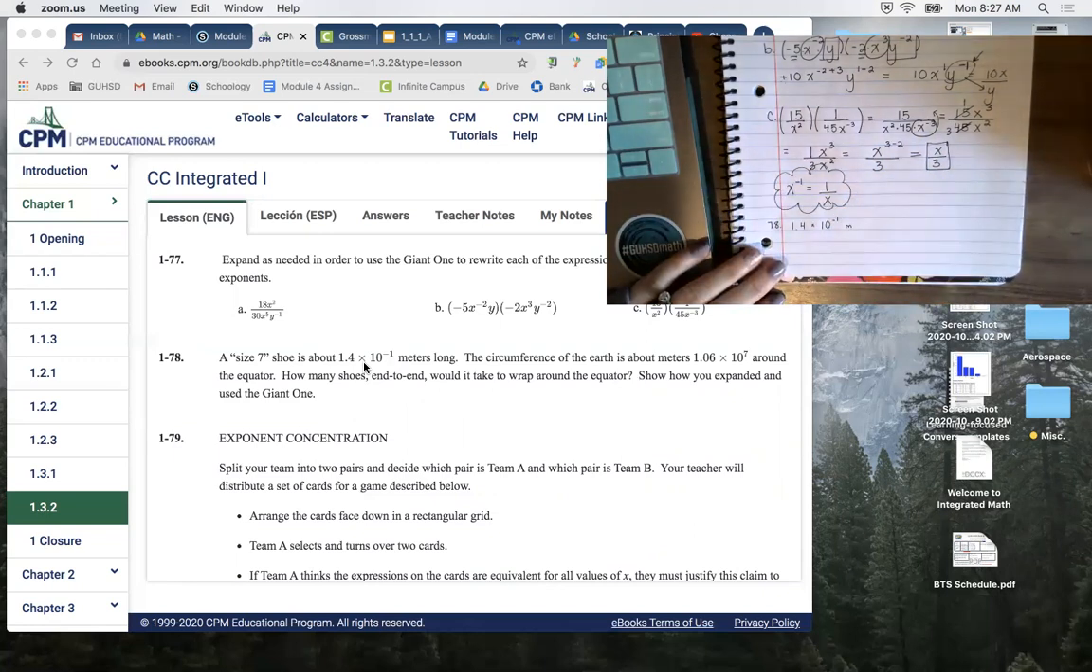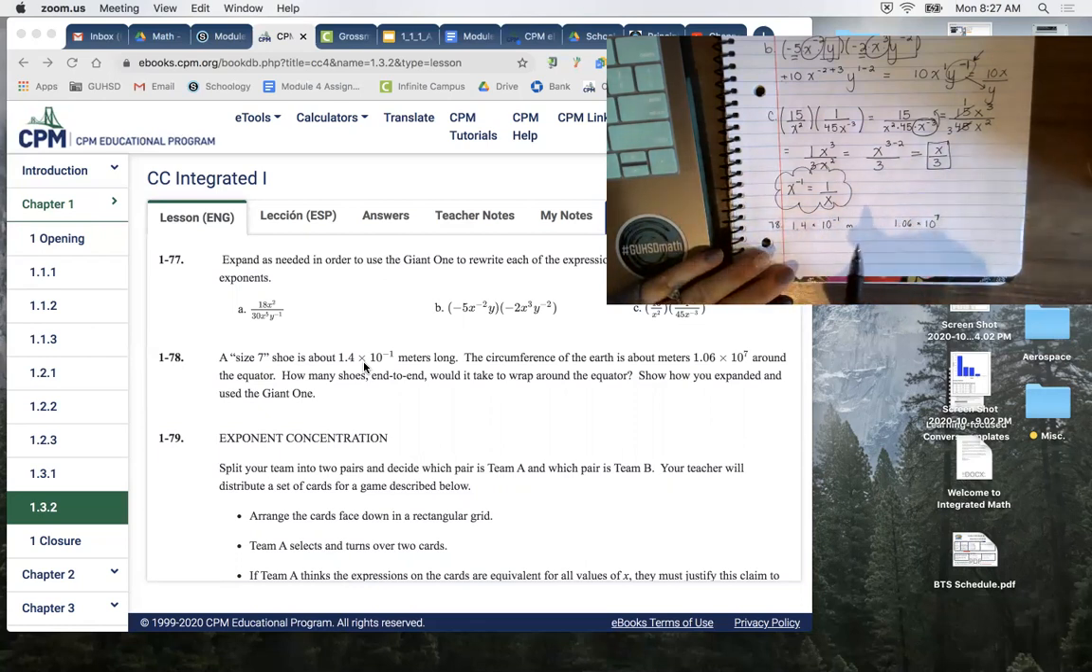The circumference of the earth is 1.06 times 10 to the 7th power meters in circumference. So how many shoes end to end would it take to wrap around the equator? That's really what our question is. Well, what I'm actually going to be doing is dividing, right? I'm going to take my Earth's circumference divided by my 1.4 times 10 to the negative 1 power. It's that concept right there.